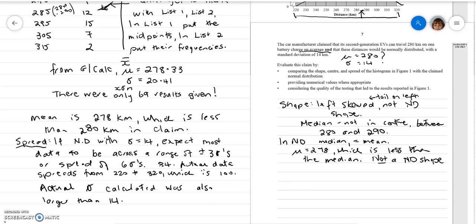And here's another thing that we had to talk about: considering the quality of the testing. Okay, one thing that I noticed way at the beginning of the question was that it was done on city roads. So the testing was only in the city, therefore not applicable to all driving conditions.